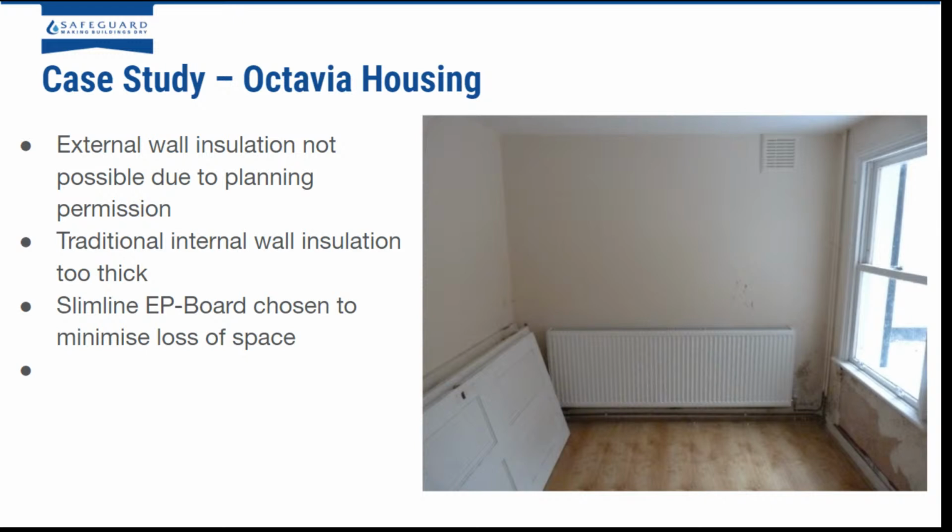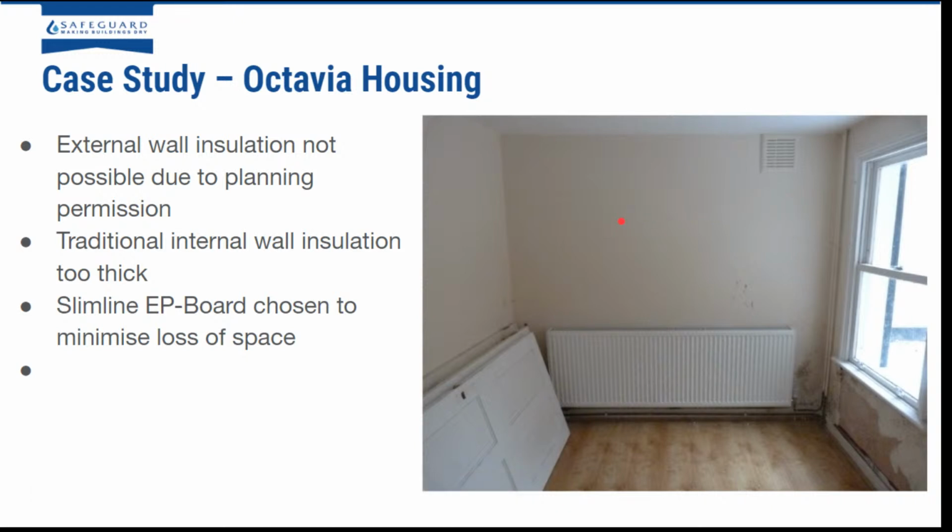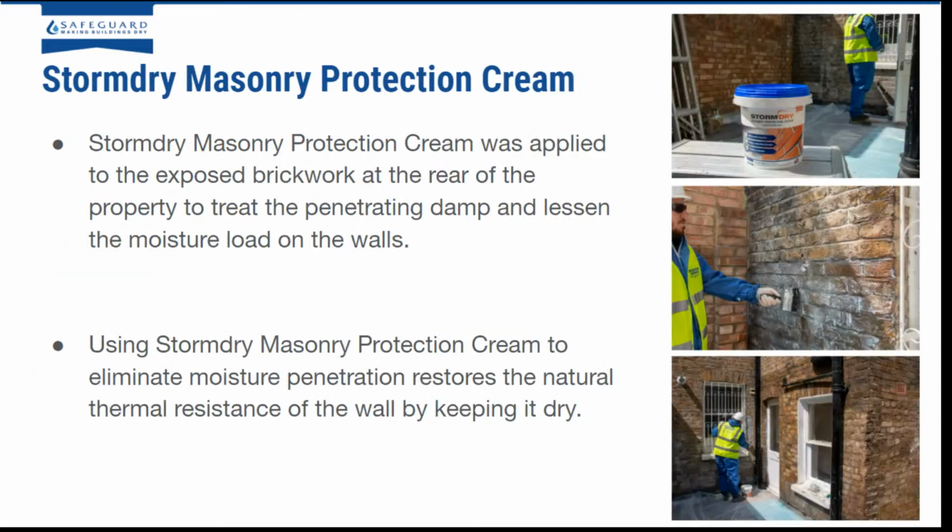So external wall insulation was not possible due to planning permission, and traditional internal wall insulation was too thick. As you can see here, a lot of the rooms were very small and pokey. They didn't have the space to work with to lose when installing large IWI. So they chose the slimline EP board to minimise the loss of space. And storm dry masonry protection cream was applied to the back face of the property where there were problems with penetrating rain, to protect that.